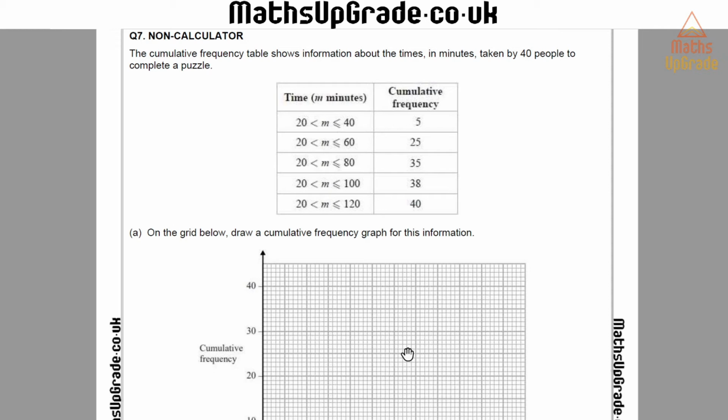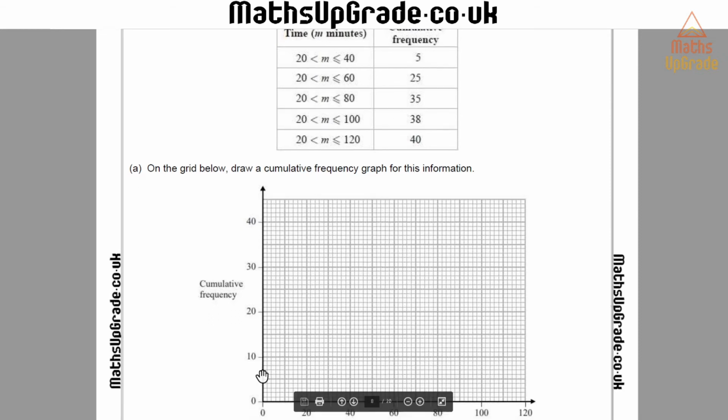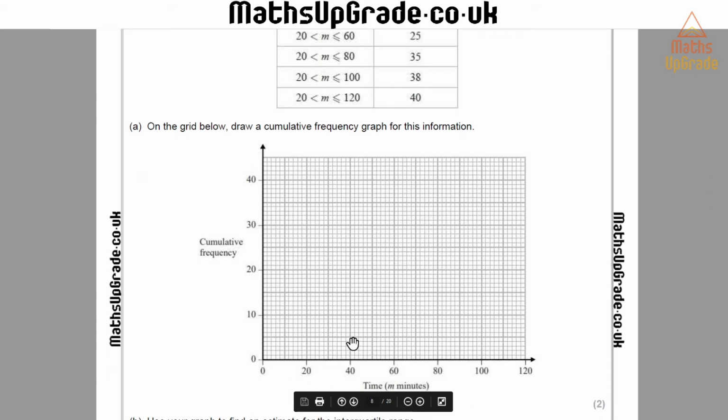In question 7, I'm given information about the times in minutes taken by 40 people to complete a puzzle. So I'm already given a cumulative frequency table here. I need to draw a cumulative frequency graph. So it's just a matter of plotting the cumulative frequency in this column against the upper limit of the group for time. So for example, 5 would be here, and 40, which is the upper limit for that group, would be here. So the first cross I'd put here.